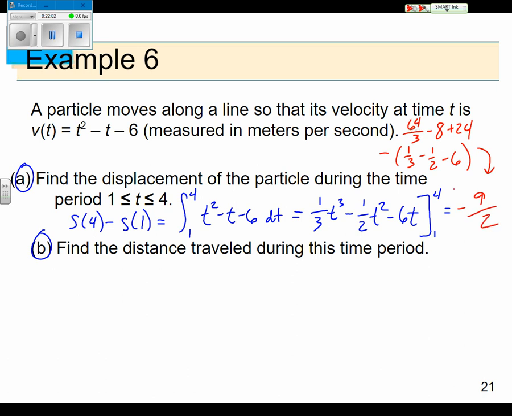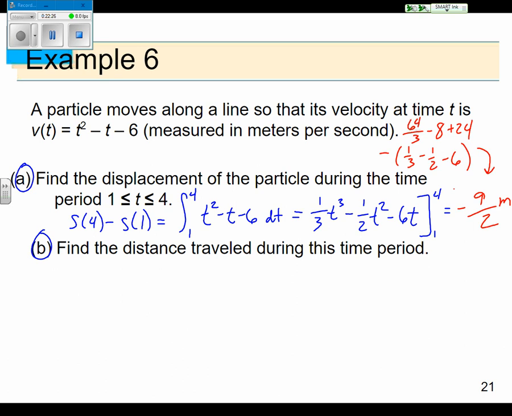What would that be? This displacement is in meters. Is this in meters? It's measured in meters per second, so yeah, this would be meters. So this particle has moved 4.5 meters in a negative direction. It could be 4.5 meters to the left, or 4.5 meters down, whichever way the negative direction is. It doesn't specify in this one.